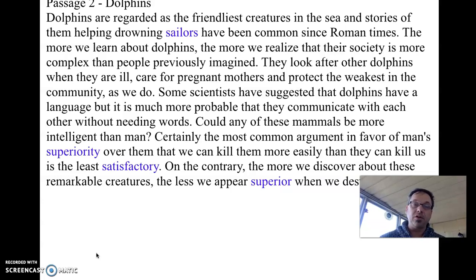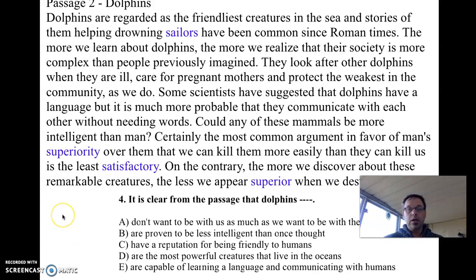Could any of these mammals be more intelligent than man? Certainly the most common argument in favor of man's superiority over them, that we can kill them more easily than they can kill us, is the least satisfactory. On the contrary, the more we discover about these remarkable creatures, the less we appear superior when we destroy them. So let's look at number 1. It is clear from the passage that dolphins, go ahead and pause.